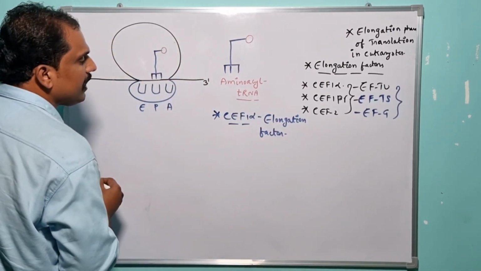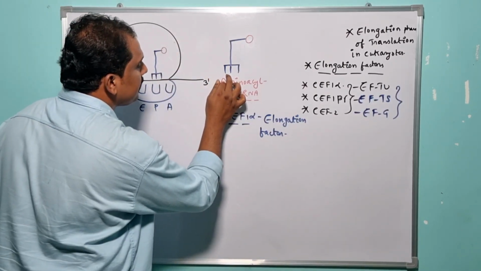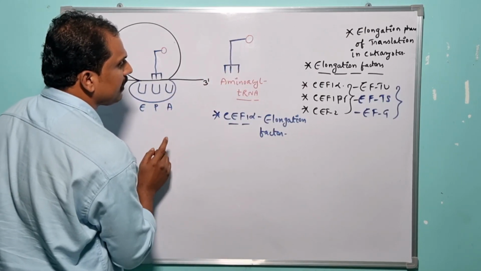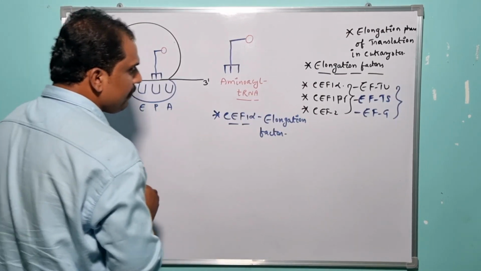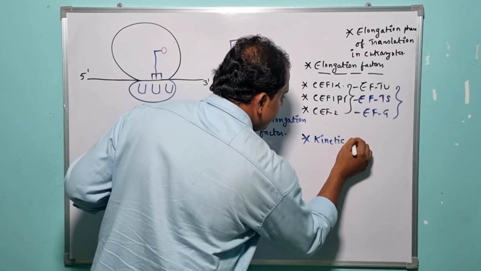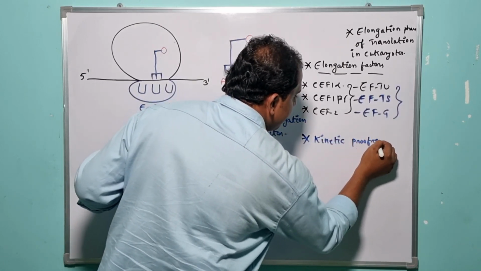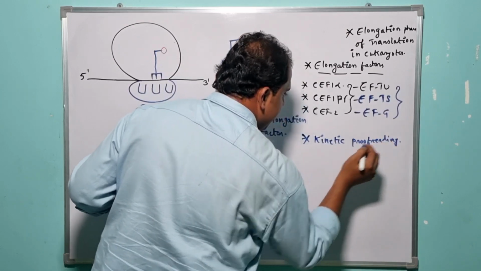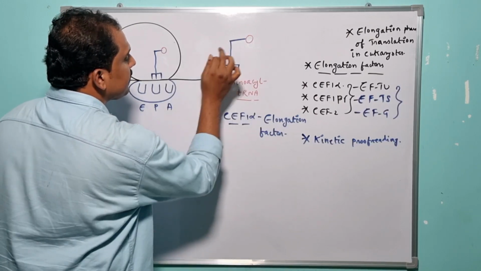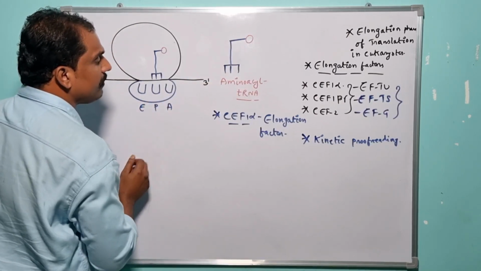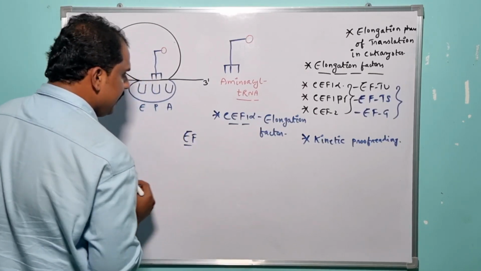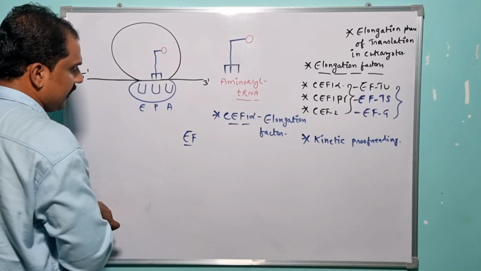Before the recruitment of the aminoacyl tRNA with its encoding amino acid to the A site of the ribosome, I need to mention one thing: the kinetic proofreading mechanism. So what is the kinetic proofreading mechanism here? Before the successful recruitment of the aminoacyl tRNA with its encoding amino acid to the A site of the ribosome, a specific elongation factor, EF, comes into the picture. EF is the specific elongation factor.